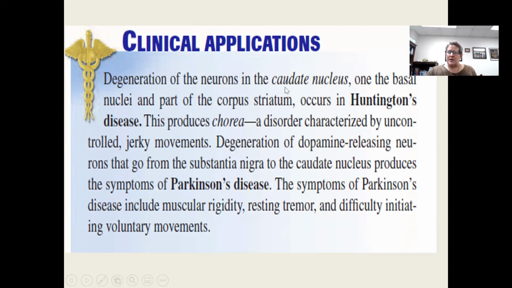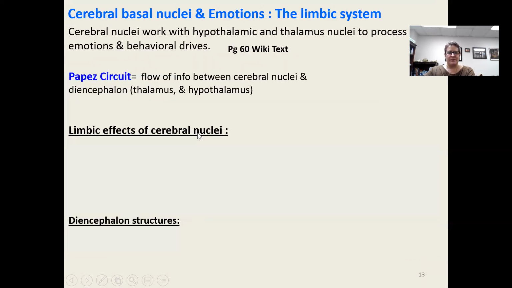So talking about the caudate nucleus, in Huntington's disease, it produces chorea when the neurons in this nucleus are destroyed. And so what happens is they develop uncontrolled, jerky movements instead of nice, fluid, and smooth movements. They don't have that kind of control. We talked about Parkinson's in the last chapter, so we'll move on.